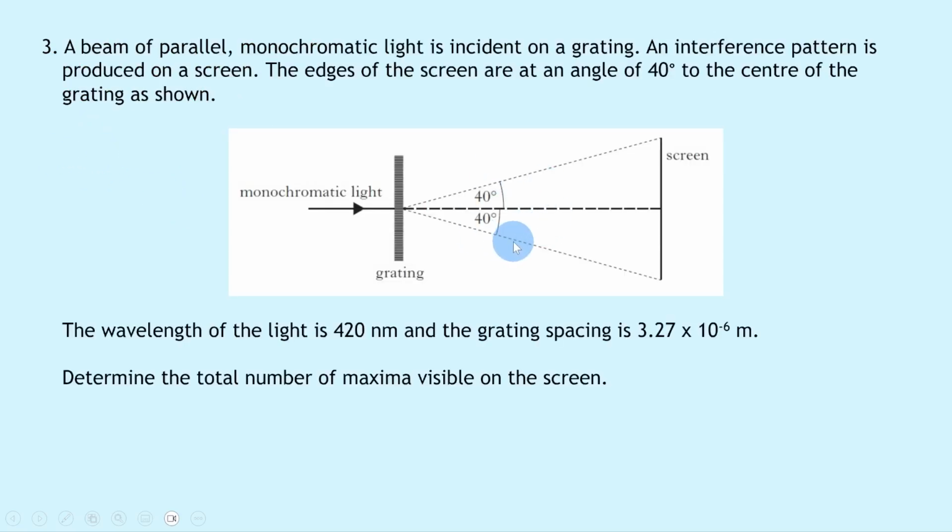Well, here we want to find the order number m. We know that slit separation d is 3.27 times 10 to the minus 6 meters. We know the angle theta is 40 degrees because looking back at the picture, remember the angle theta is the angle from the central maximum to whatever maximum you're interested in. So that's going from the centre up to this maxima or the centre down to this maxima.